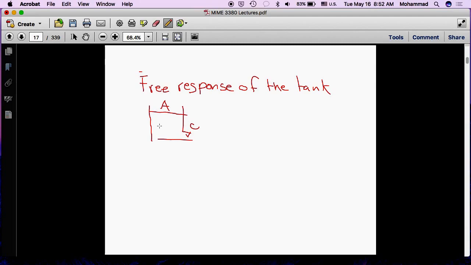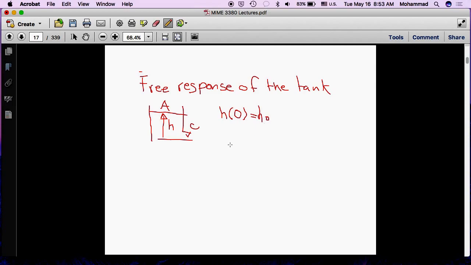If it's completely empty, the response is obvious, right? Of course, it remains empty if you don't have any input to it. But the assumption is that you have some fluid. So if H is the level of the tank, H at time 0 is equal to H naught. So you have some fluid in the tank.